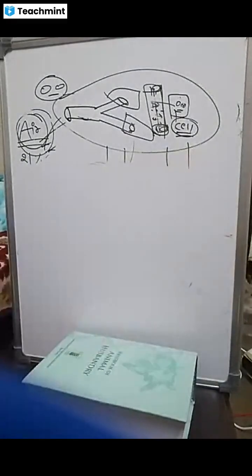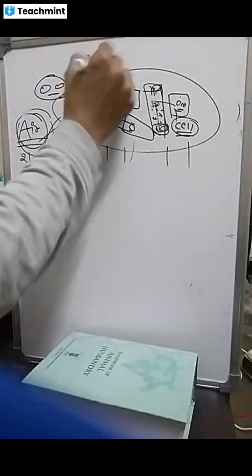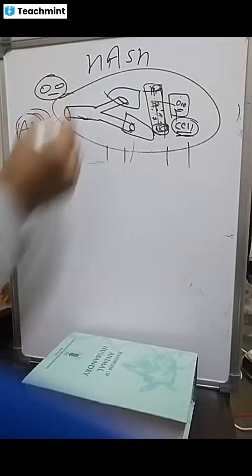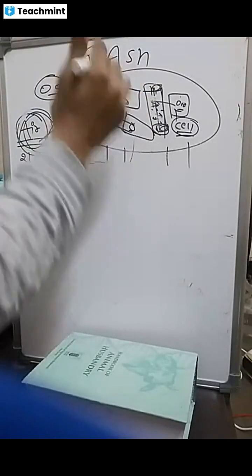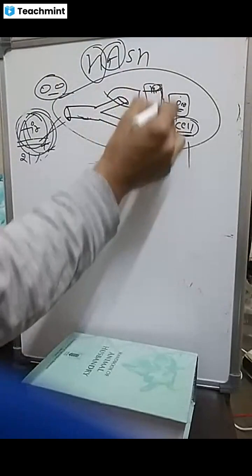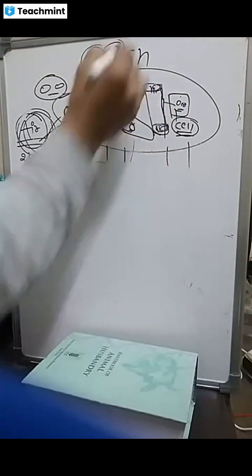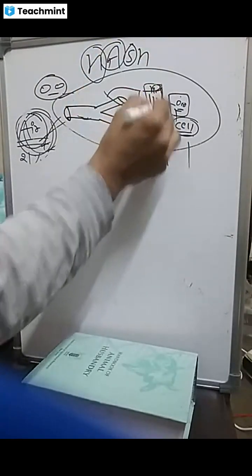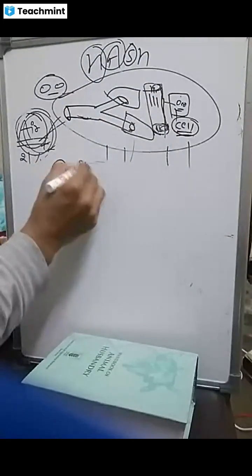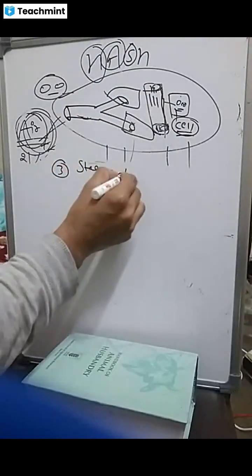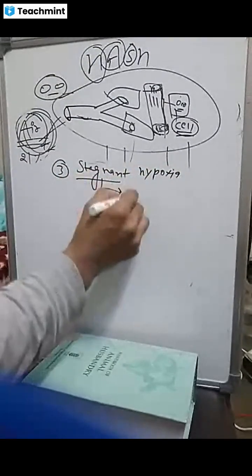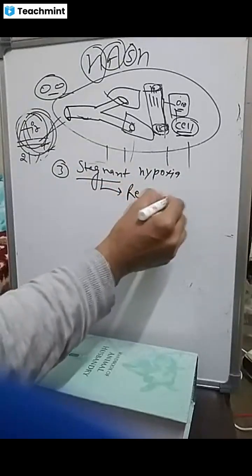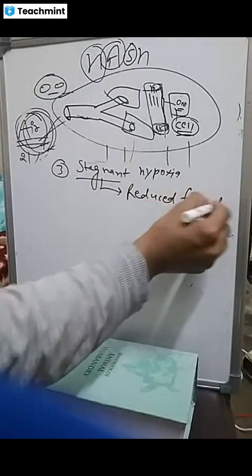As the trick was HASH, this air is okay, the pathway is okay, and there is no anemia. It is having good RBC. But the third problem is with the flow. The third problem is the stagnant hypoxia. Stagnant means there is reduced flow of blood.